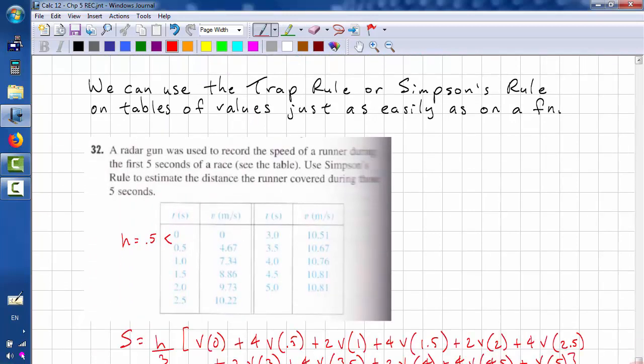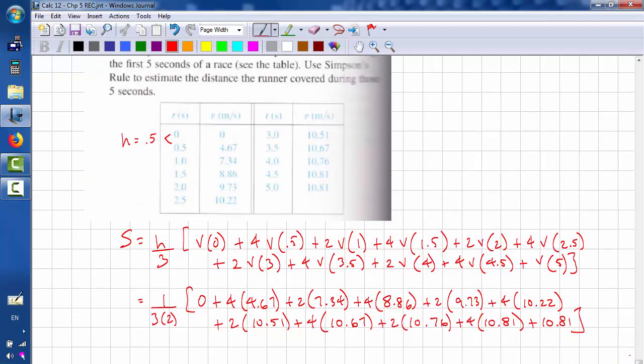Okay, on a table, we can use trapezoidal or Simpson's rule just as easily as on a function. Okay, so we calculate the width, take two data points that are consecutive, and take the difference, and that's 0.5, so half. Okay, so Simpson's rule, we have to have an odd number of data points, so we have an even number of partitions. Let's just count. 1, 2, 3, 4, 5, 6, 7, 8, 9, 10, 11. 11 data points, so we have 10 partitions. So we're okay to go ahead with the calculation.